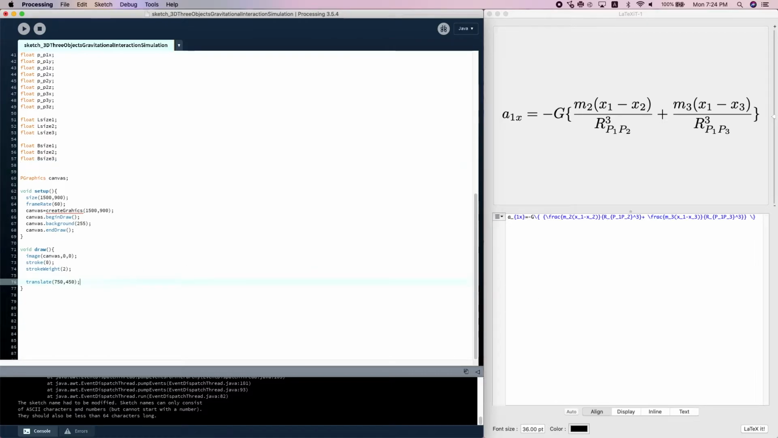Right, so now what I need is ball size 1. I'm going to set that, as I said before, the bigger the value for p1z is, the bigger the ball should be. So I say about 10 plus p1z divided by 10.